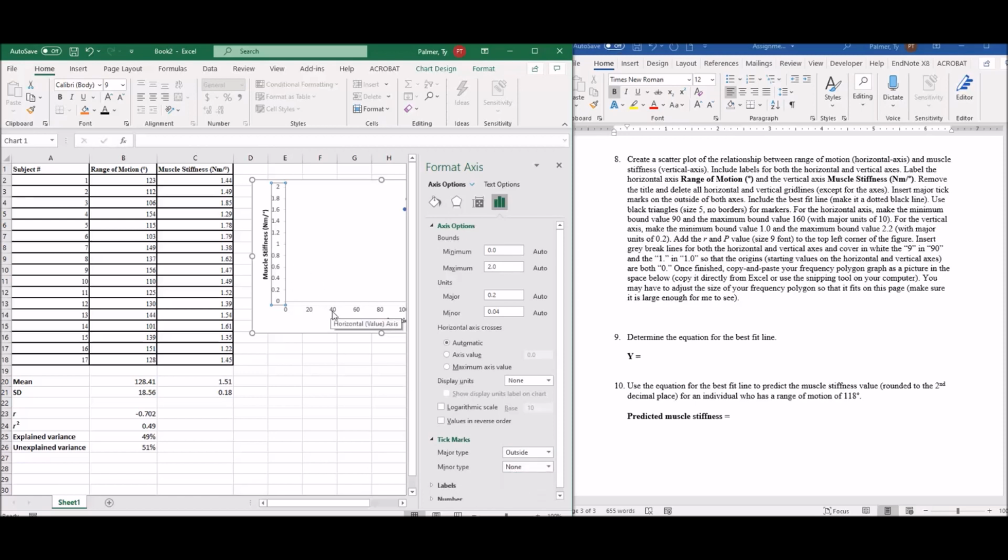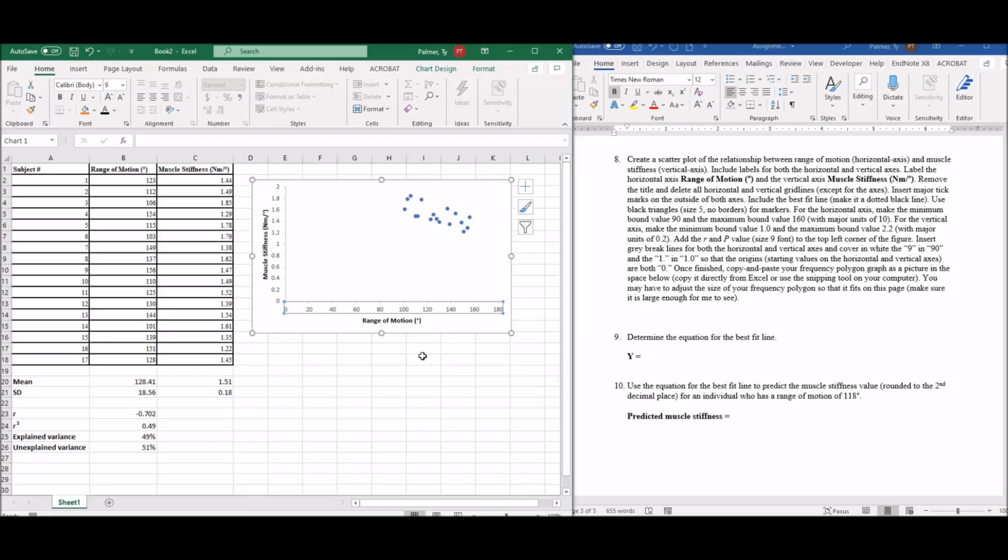We can do the same thing to the horizontal. Highlight, right click, Format Axis, Axis Options, go to tick marks, go to Major Type, and then go to outside. That puts tick marks on the horizontal axis. Okay, cool. Next it says include the best fit line. Make it a dotted black line.